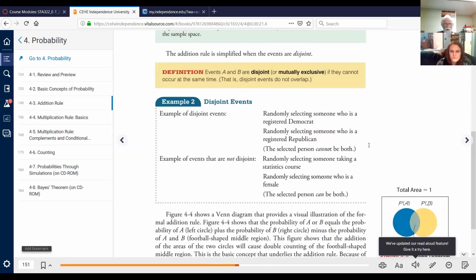We want to look at events that are mutually exclusive. That is, they can't occur at the same time.